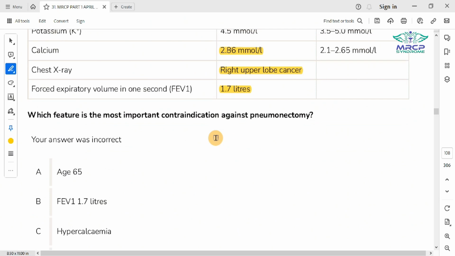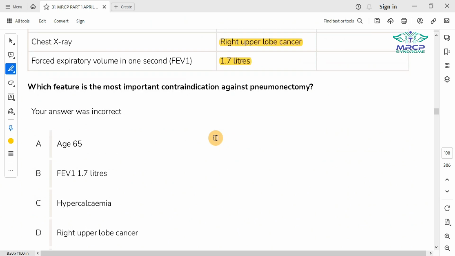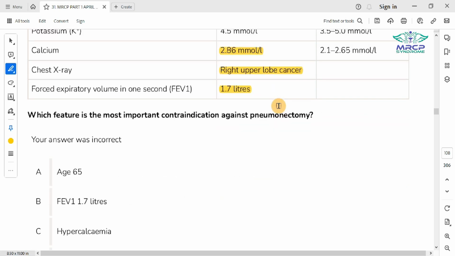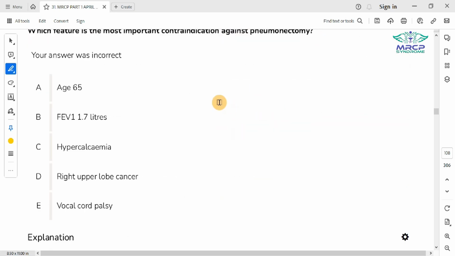So, the most important contraindication against pneumonectomy in a patient with lung malignancy. Which one is the most important contraindication for pneumonectomy? FEV1 1.7 liters. FEV1 less than 2 liters in case of pneumonectomy, and FEV1 less than 1.5 liters in case of lobectomy. This is the relative contraindication. And the absolute contraindication is vocal cord palsy.